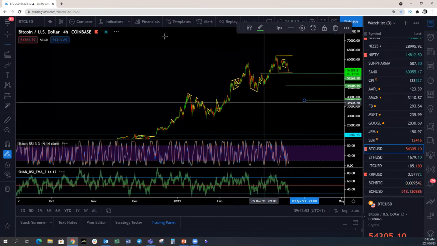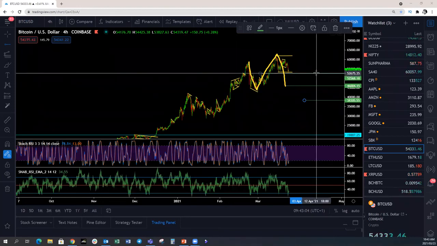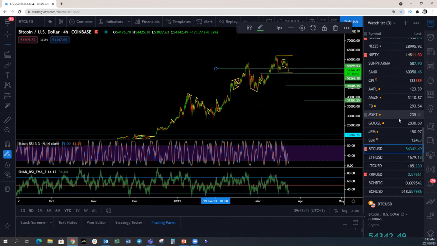So let's keep an eye here. There's a possibility that this structure actually makes a corrective structure as follows: 1, 2, 3. But let's see if we break this low here at 52,600. That is not going to be a 5-wave structure to the upside. Just keep an eye on it.